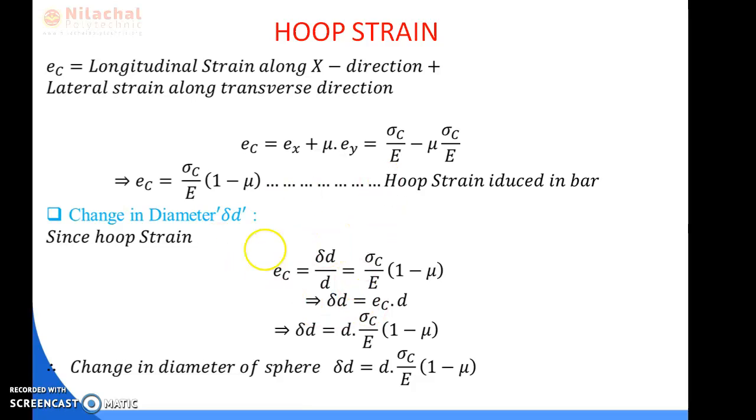So now change in diameter can be obtained from the hoop strain. EC is equal to del D by D. Now we are having sigma c by E 1 minus mu. So del D is equal to EC into D. So EC into D, where EC value is sigma c by E 1 minus mu. So change in diameter of sphere is obtained as del D equal to D into sigma c by E 1 minus mu.